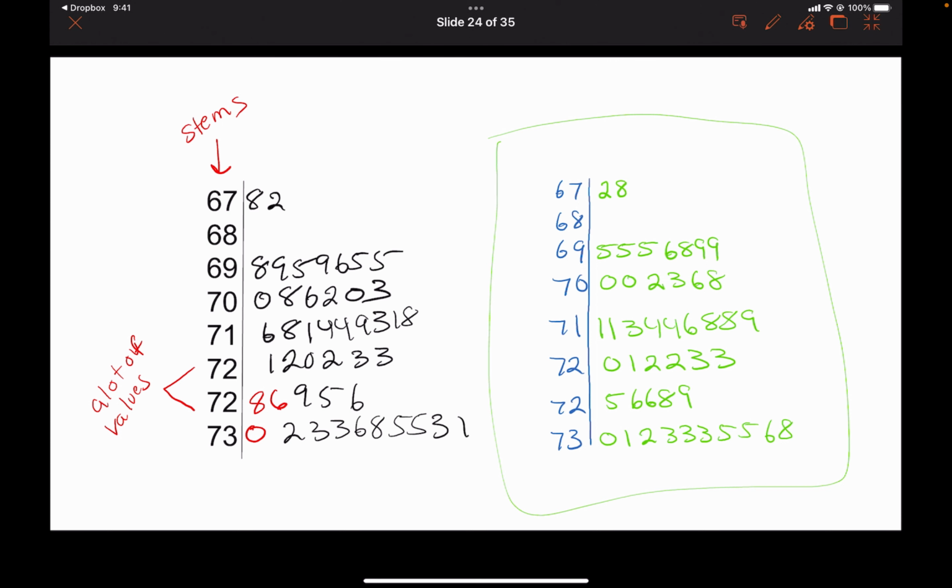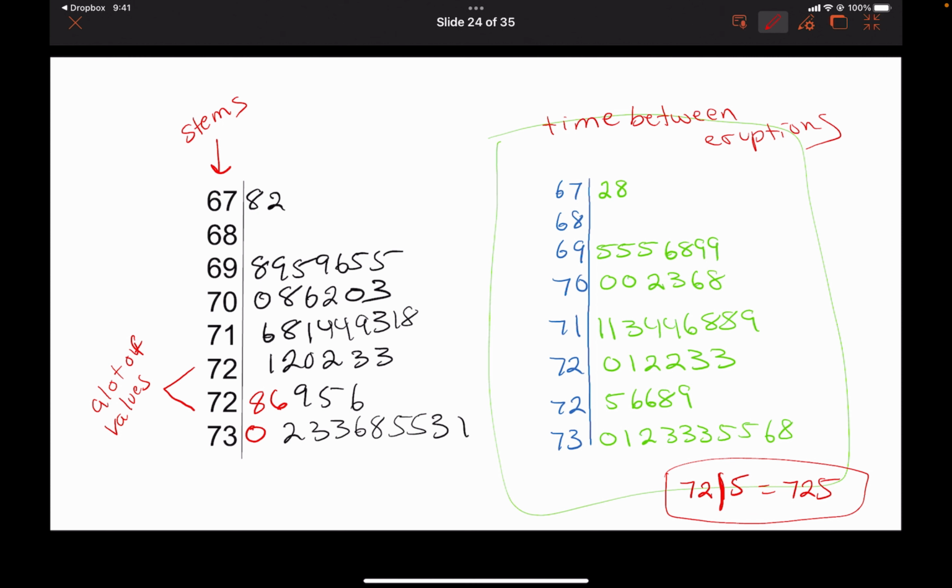Make sure that you label it, and you would have to have a key on here. So when you're making a stem and leaf plot, you would say 72, 5 equals 725. You would have to have a key on there. And then you would put your title up here, like time between eruptions. But make sure you have that key on there. That key is important. And you are not going to have to make one for yourself, but you will be answering some questions about them in your homework. All right, let's move on.